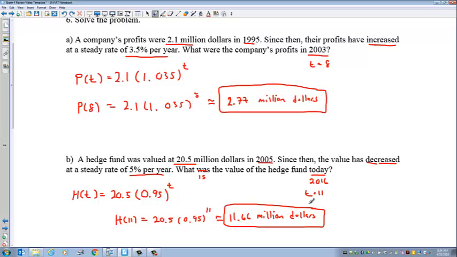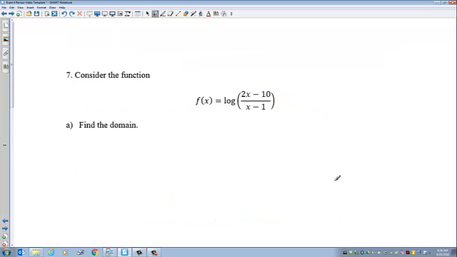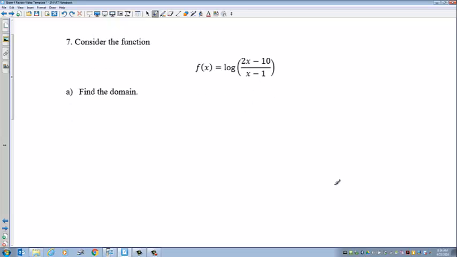Okay, moving on to number 7. So number 7, we're going to start working with some logarithmic functions. We're leaving exponential functions for a while, and we're going to work on logarithmic functions. So the first thing we want to talk about is how do we find the domain? So remember, the domain of a function are just the numbers you can put into a function.